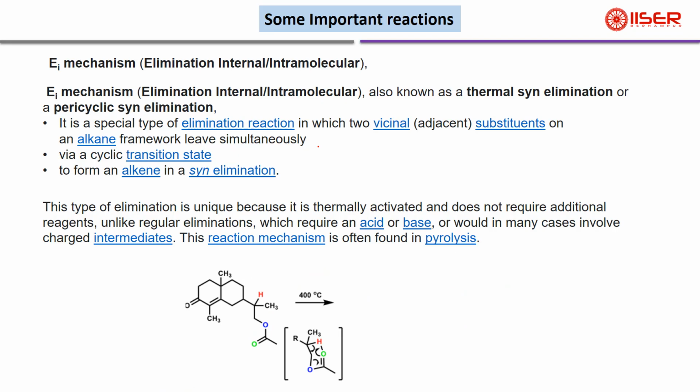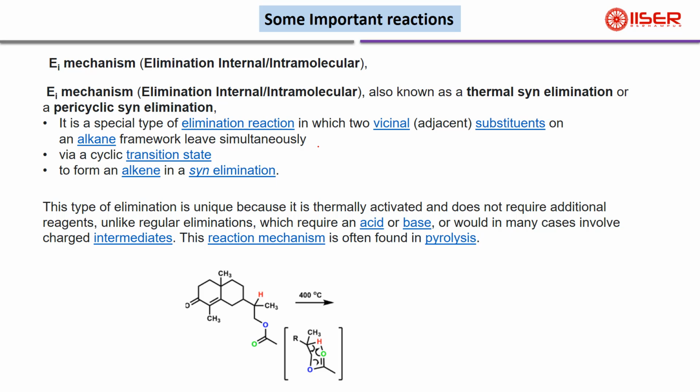Next one is Ei elimination, which I was talking about. This is also known as thermal syn elimination or pericyclic syn elimination. It is a special type of elimination reaction in which two vicinal substituents on an alkane framework leave simultaneously. That means in case of E2 elimination, you always eliminate the anti-periplanar groups, which are two groups anti to each other. But in case of Ei, we remove two syn groups, which are on the same side, via a cyclic transition state, to form an alkene in a syn elimination.